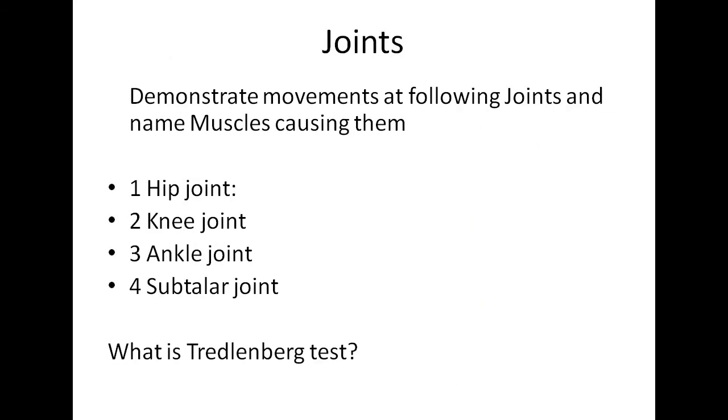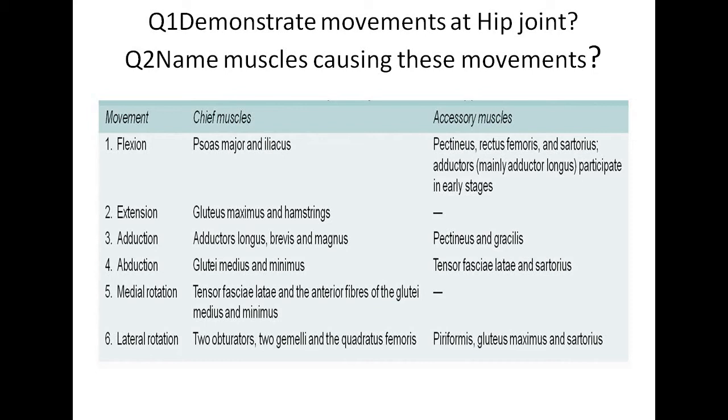Demonstration of movements at different joints is a commonly asked question in exams. Here are the hip joint movement, knee joint, ankle joint and subtalar joint. First, demonstrate movement at the hip joint. Here we know that flexion, extension, abduction, adduction, medial rotation and lateral rotation occur at this joint, and the muscles causing these movements are already discussed in the lecture.